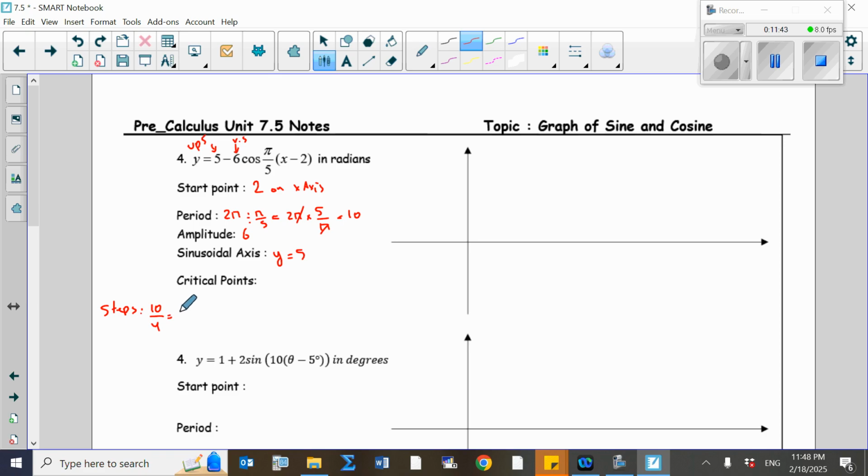So it's going to be 2.5. So these are the steps between the critical points. So what are the critical points? You start from 2, and each time you add 2.5 to that.